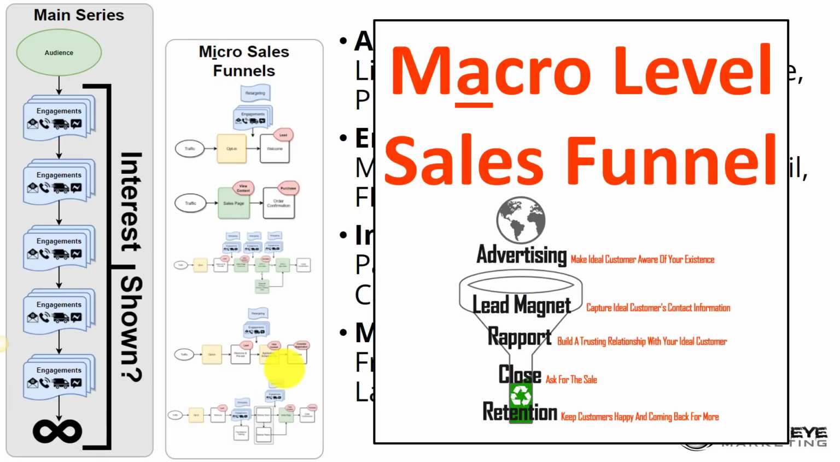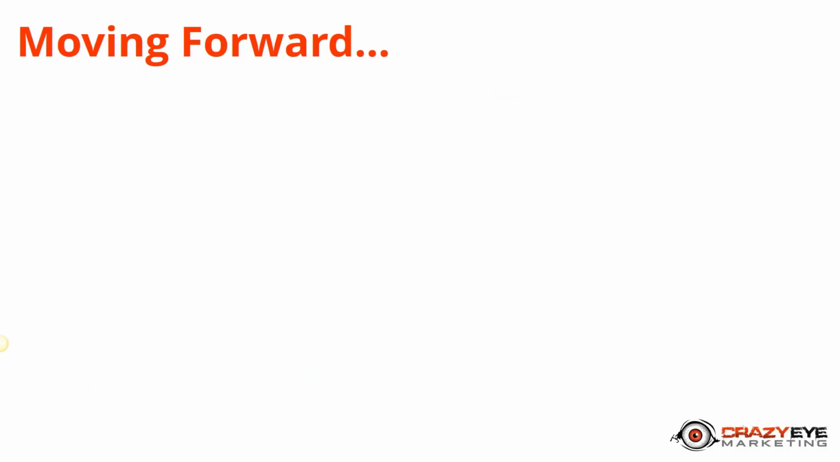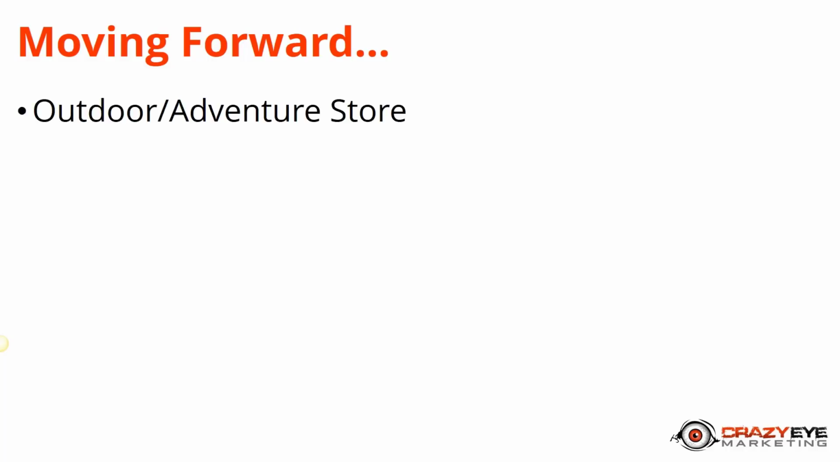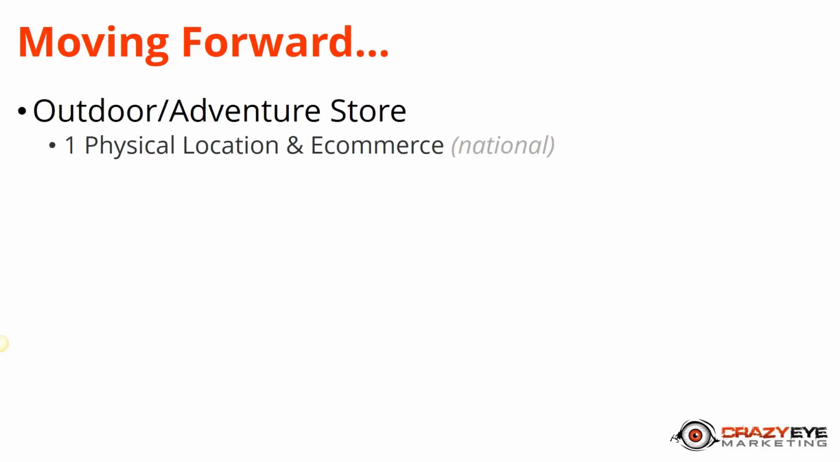So again, this is the interest-driven sales funnel strategy, and it is a macro level sales funnel strategy, and it's the best way that I know how to do it. I want to have a practical example. So moving forward, we're going to pretend like we have an outdoor/adventure store, and we have one physical location, and we also have an e-commerce store. And with the e-commerce store, we service the entire United States.